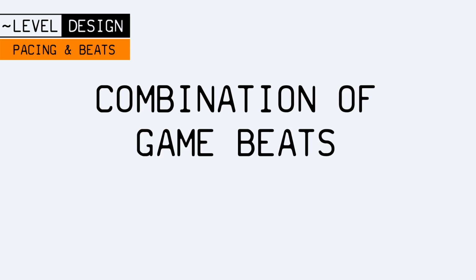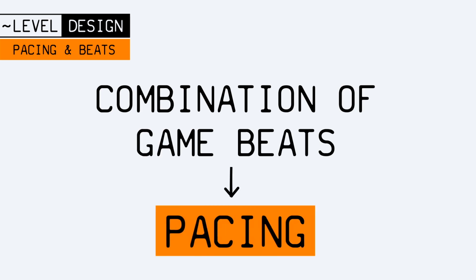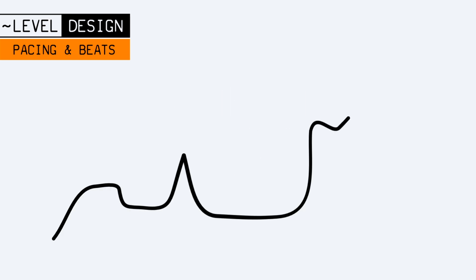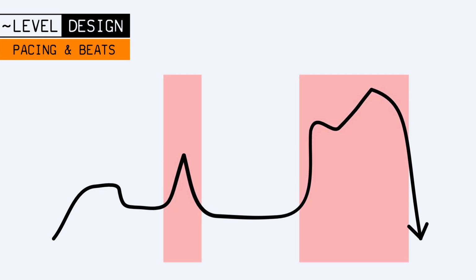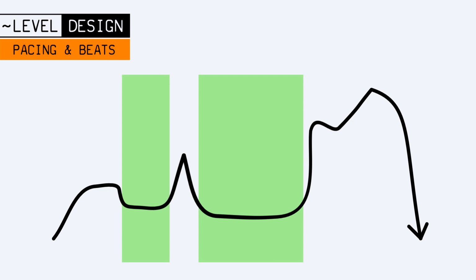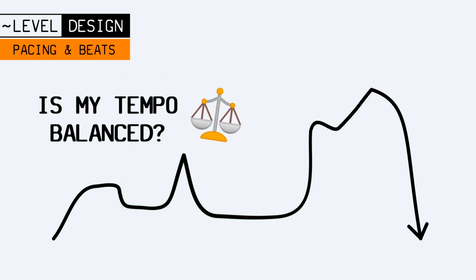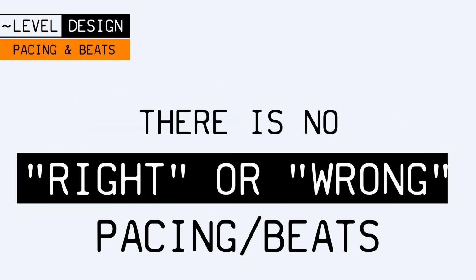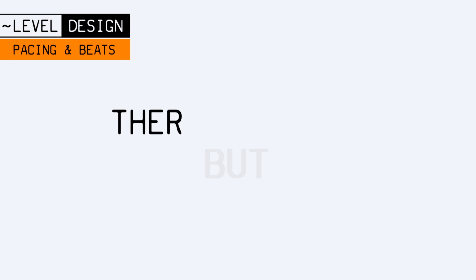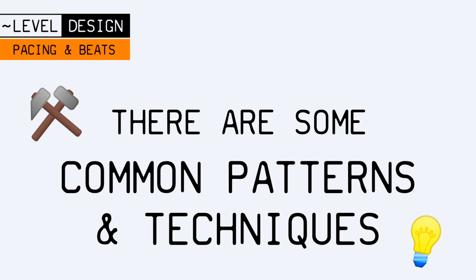The combination of all these game beats forms the pacing of your level. It's a sort of rhythm curve that specifies the intense, heated phases and the relaxing moments, and that helps you get a bird's eye view of how balanced your tempo is over this entire chunk of the game. Of course, there is no right or wrong answer as for what pacing you should have, and where or what your beats should be. But there are a few common patterns and tricks to remember when designing your level's pacing.